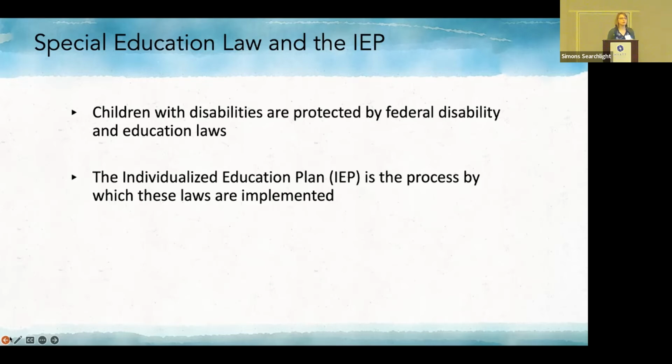And if you feel like your kiddo is not getting what they need, or your concerns are not being listened to, you have to think about it a little bit differently than you would think about advocating for medical care or intervention, because this all fits into a legal framework, which is a different way of thinking about things. And the IEP, the Individualized Education Plan, is essentially the process by which these laws are implemented in your specific case.